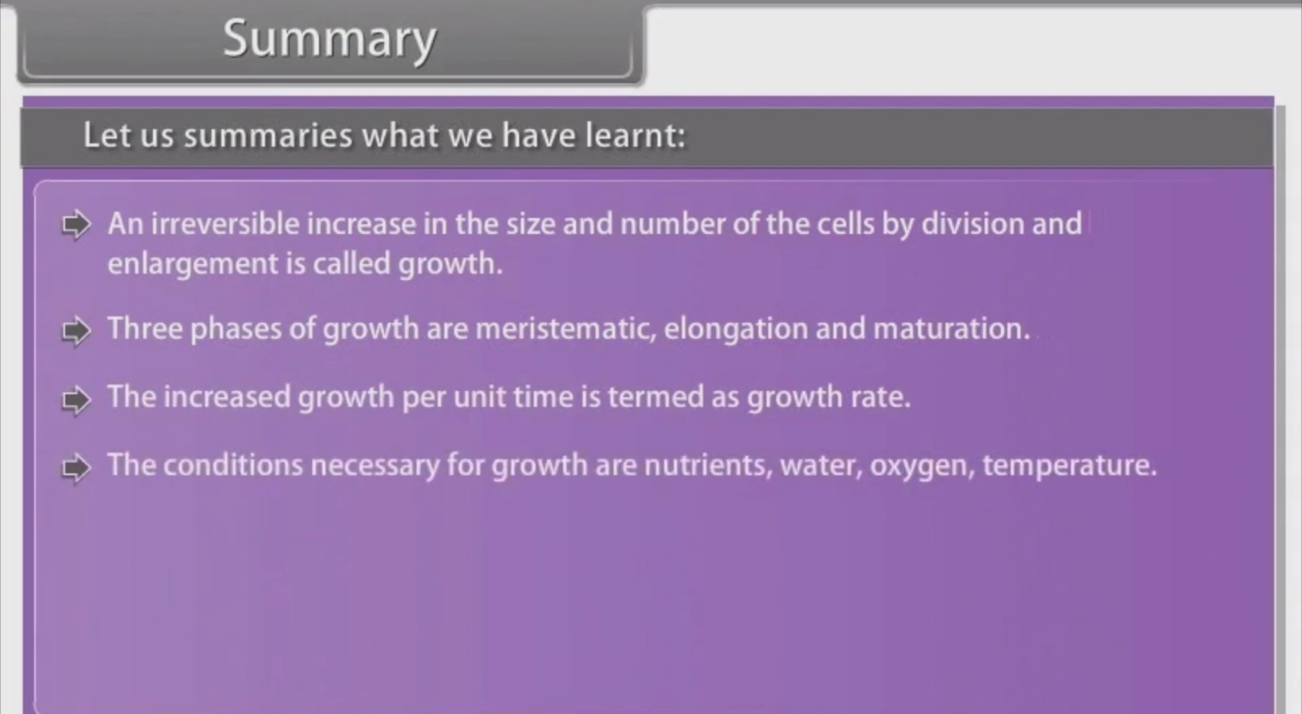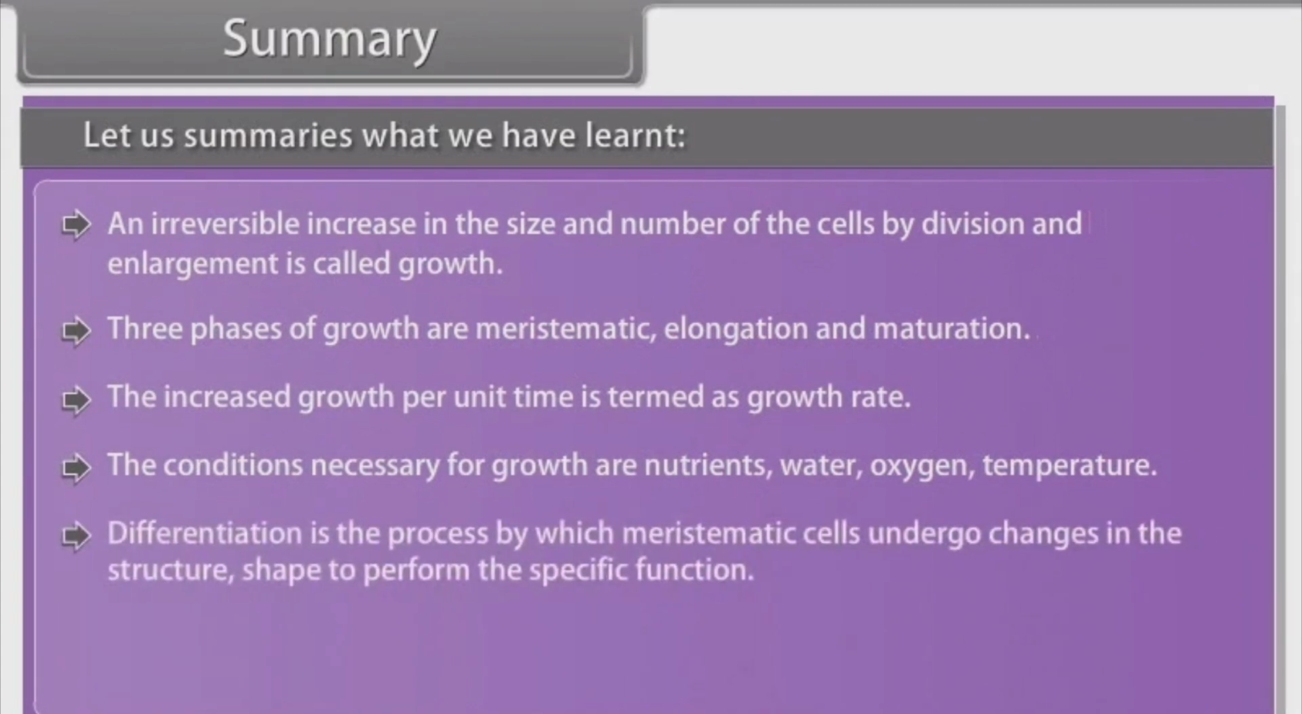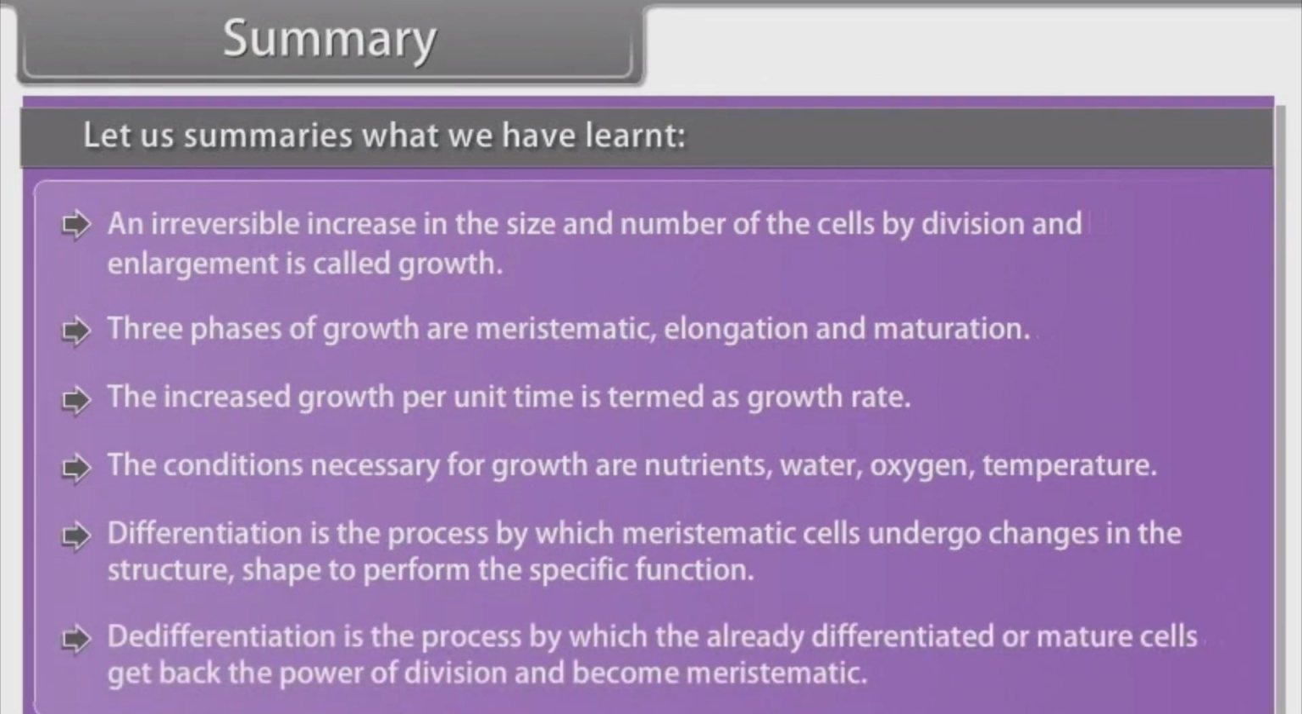The conditions necessary for growth are nutrients, water, oxygen, temperature. Differentiation is the process by which meristematic cells undergo changes in the structure, shape to perform the specific function. Dedifferentiation is the process by which the already differentiated or mature cells get back the power of division and become meristematic.